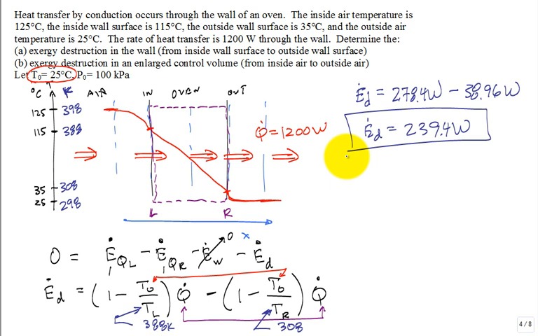What about part B? The exergy destruction in an enlarged control volume. Often they do have enlarged control volumes when you do an exergetic analysis. Because if you push out with a large control volume, let's say I'll try and color it green, out to this. Now I have the exergy transfer coming in across this surface, but that surface is at 398 Kelvin. And I have the exergy going out across this surface, but that temperature is 298.